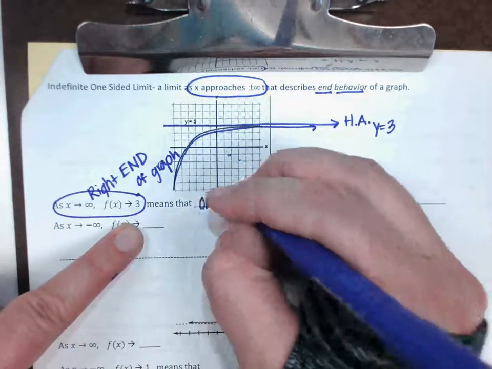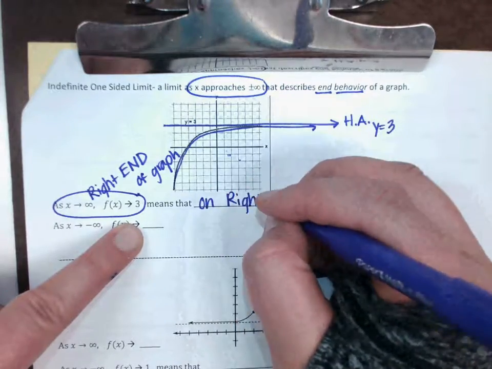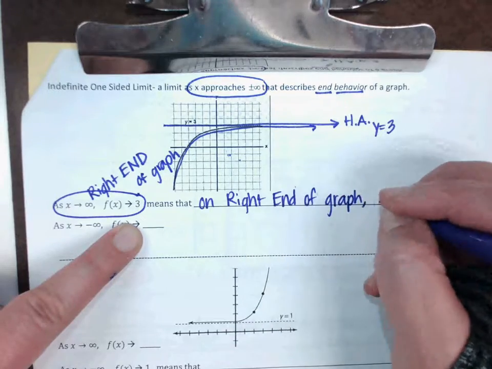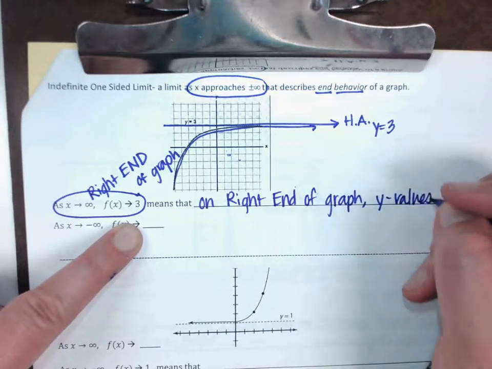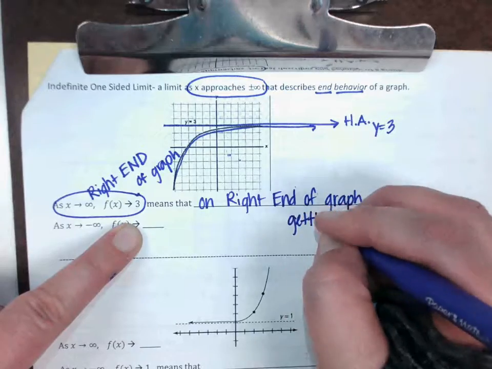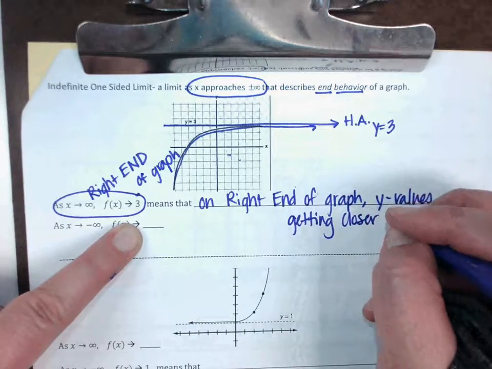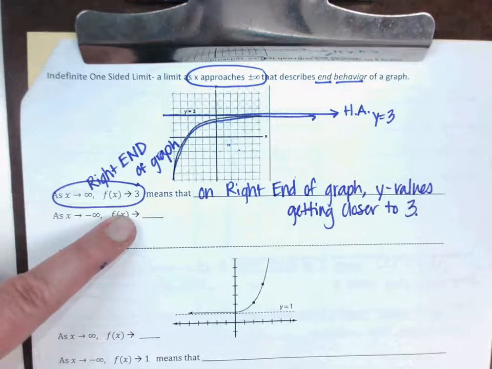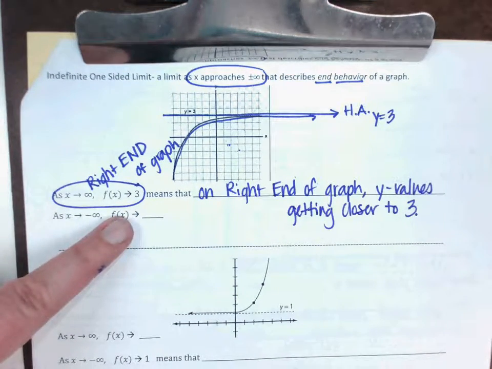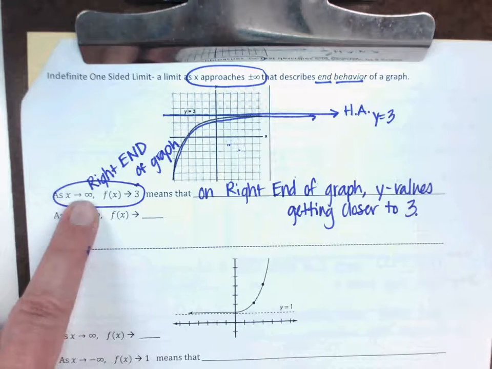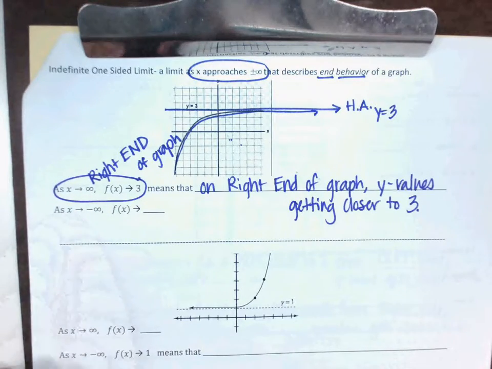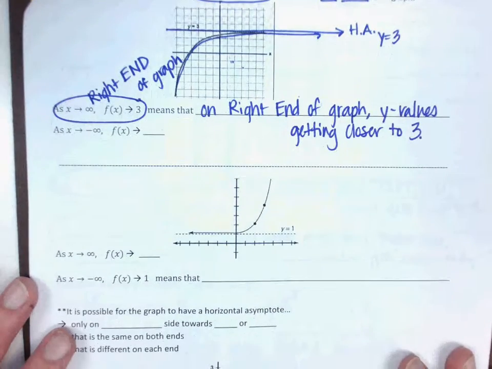So on the right end of the graph, y values getting closer to 3. Now, how do I know it's the right end? Because I was going to positive infinity. Okay, now jump down to the graph right below it. We're going to come back to this one in a second. So come to this graph right here.